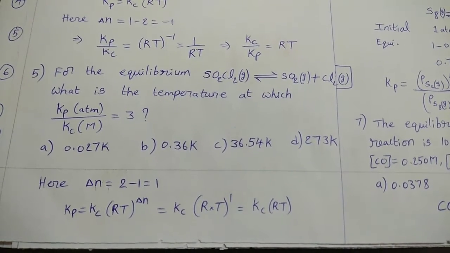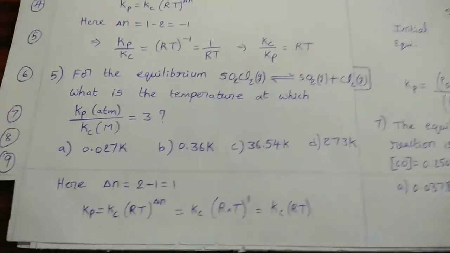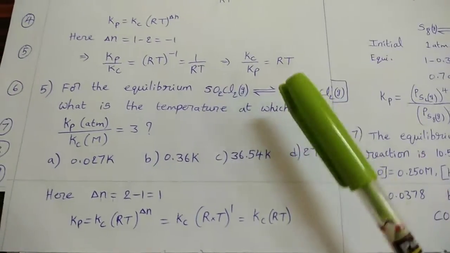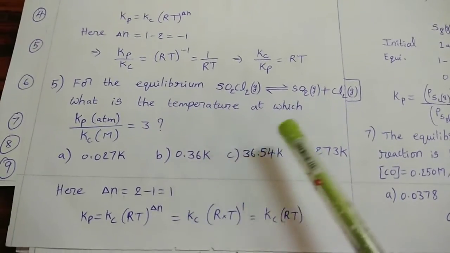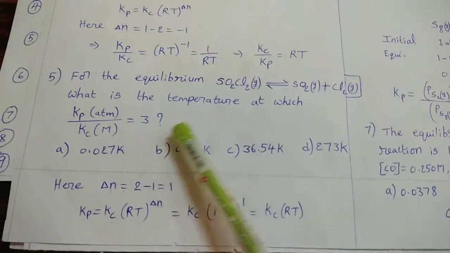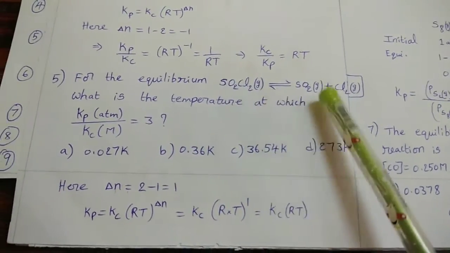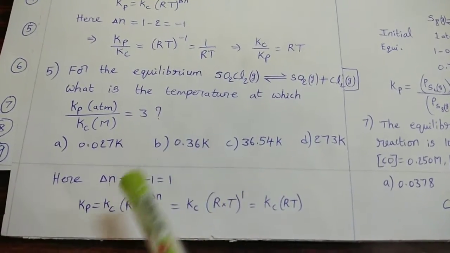In last class, we completed some of the numericals. See the next one. For the equilibrium, SO2Cl2 gives rise to SO2 plus Cl2. What is the temperature at which Kp by Kc equal to 3? Okay, this is sulfuryl chloride decomposition. For this temperature, we have to find out.